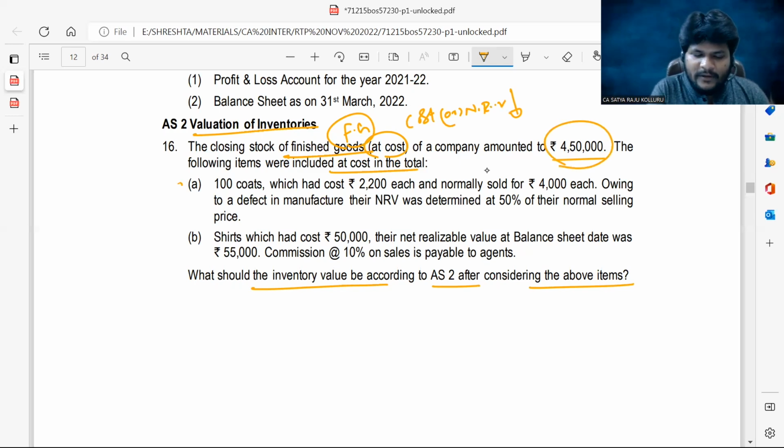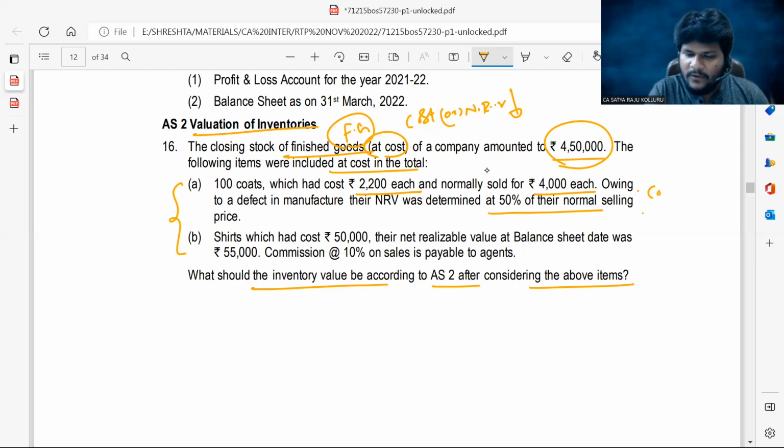Now, after considering these items, what is the real value of the closing stock? Just asking such a point. What is point number A? 100 coats which had a cost of 2,200 each and normally sold for 4,000 each. Owing to a defect in manufacture, their NRV was determined at 50% of their normal selling price.